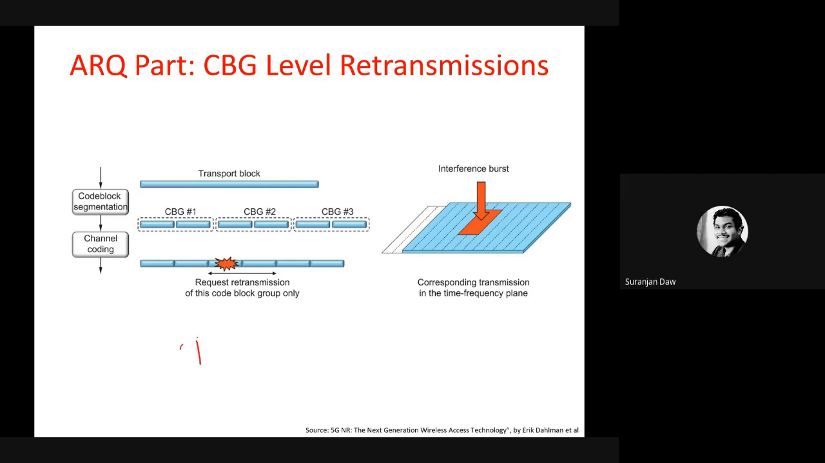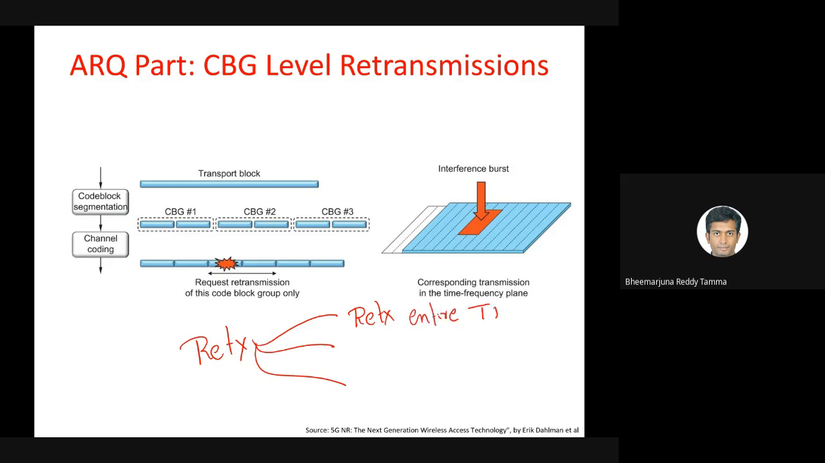To pinpoint where the error is, if there is an error. We can actually design three different schemes. What is the first one? Retransmit the entire transport block. And what I'm showing in this slide is retransmitting the code block group. And what is the middle one? Can somebody tell me what the middle one is?